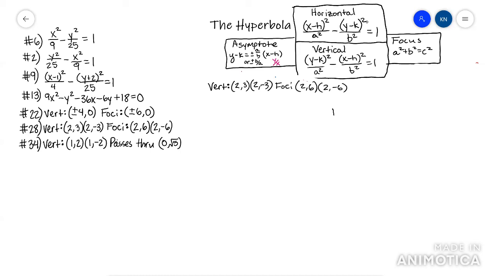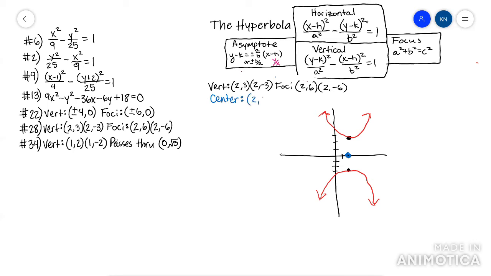Okay, again, I would not try to do this without graphing it. So I've got vertices at 2, -3, and 2, +3. So I know this is vertical, and I know it's got to look something like this. Okay, split the middle to find your center. Your center here, aka your h, k, is at 2, 0.